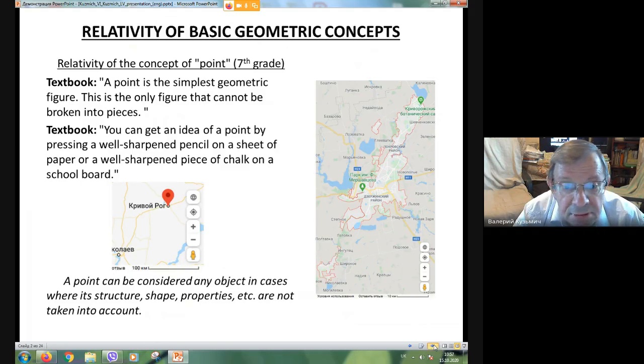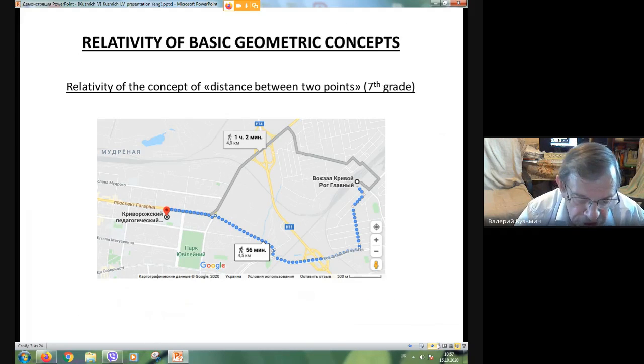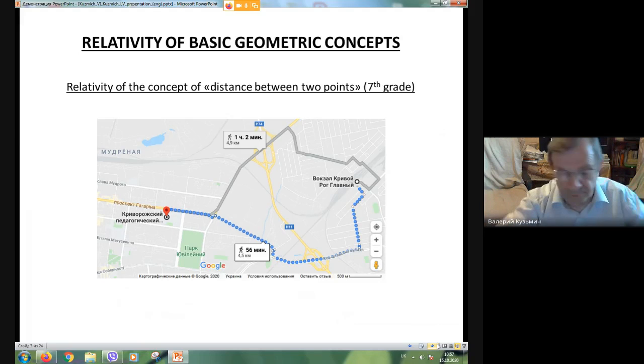Наступний слайд. Відносність поняття відстань між двома точками можна проілюструвати на порівнянні двох маршрутів руху по місту між двома пунктами. При цьому коротший шлях не завжди виявляється прямолінійним відрізком. Більше того, при виборі маршруту можна керуватися різними критеріями, тобто означеннями відстані: часом руху, кількістю витраченого пального і так далі.